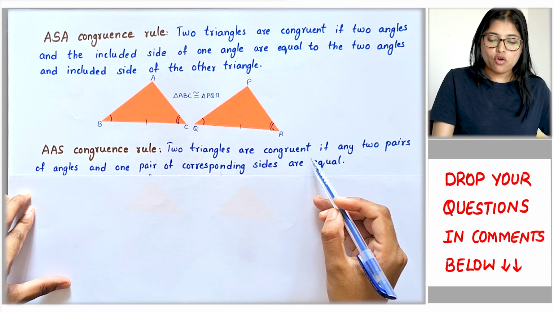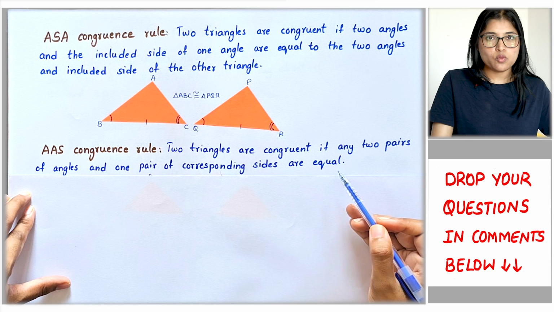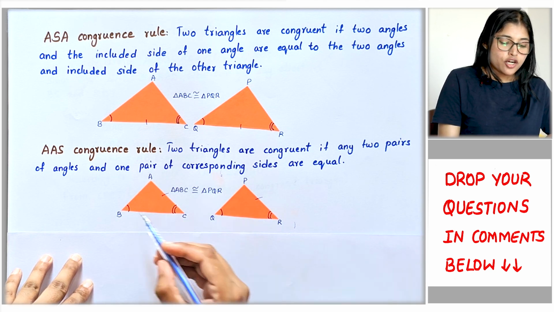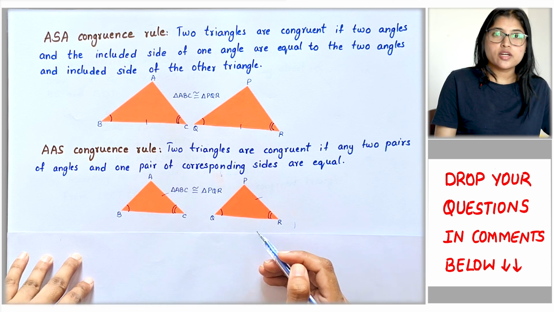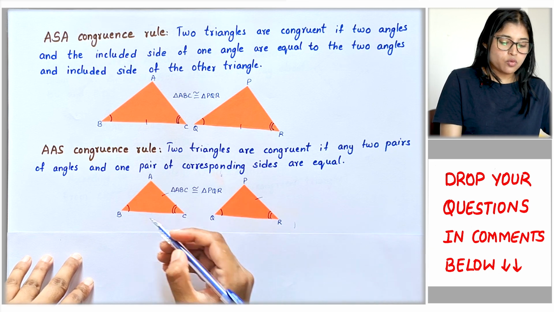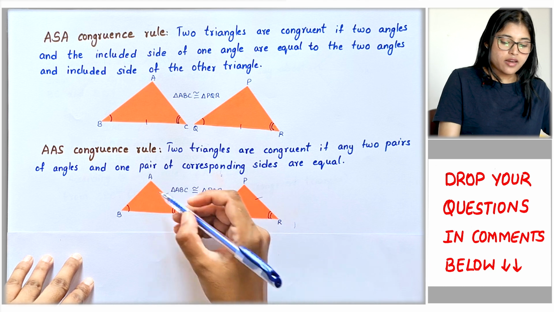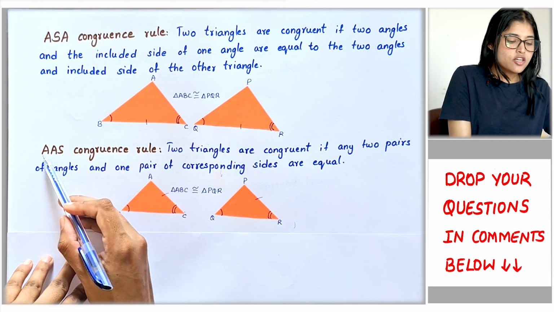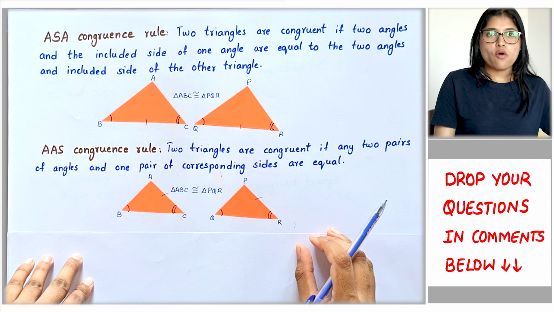Two triangles are congruent if any two pairs of angles and one pair of corresponding sides are equal. Looking at these two triangles, ABC and PQR, two angles and a corresponding side. So it does not have to be an included side in this case. It can be a side next to any one of these angles that can be equal. Here angle B is equal to angle Q, angle C is equal to angle R, and AC, whose corresponding side is PR, are equal. So I can use the AAS congruence rule in order to say these two triangles are congruent.